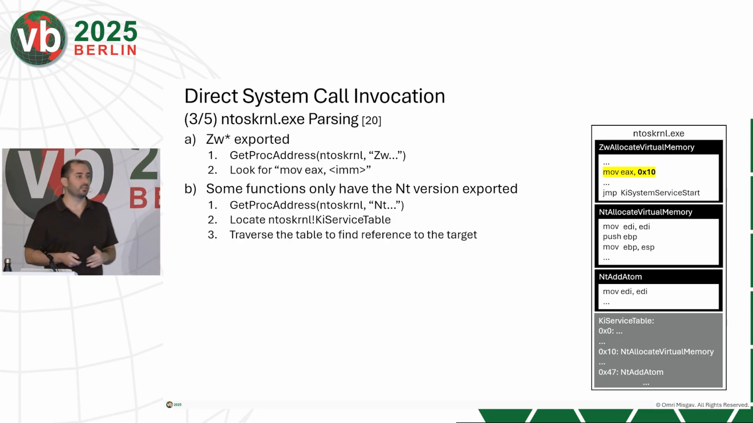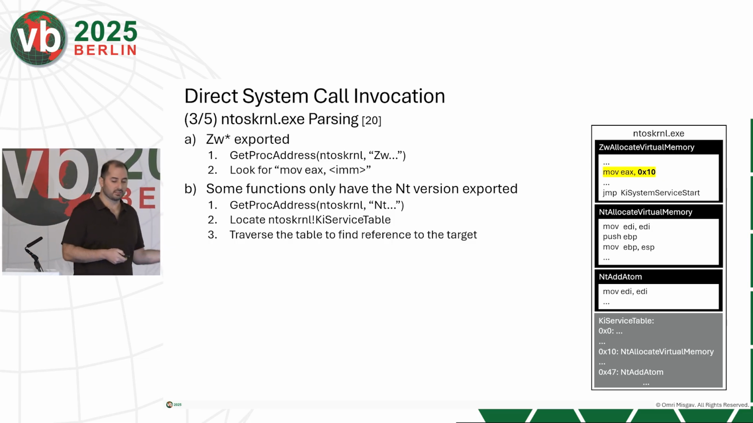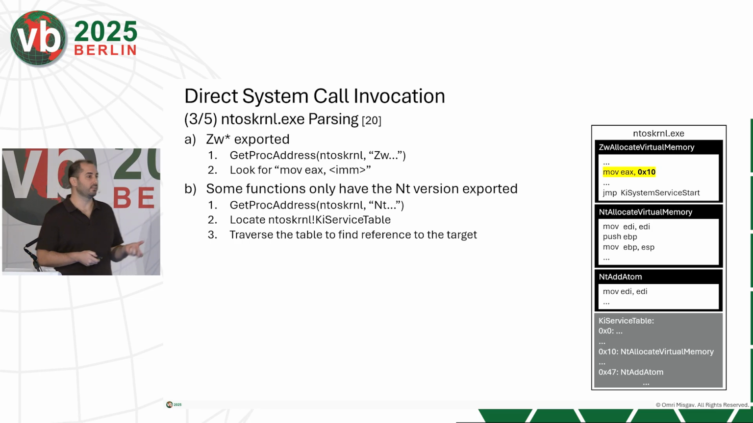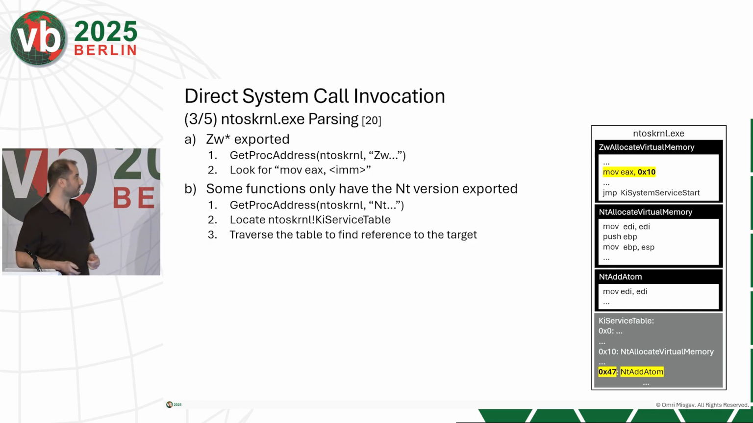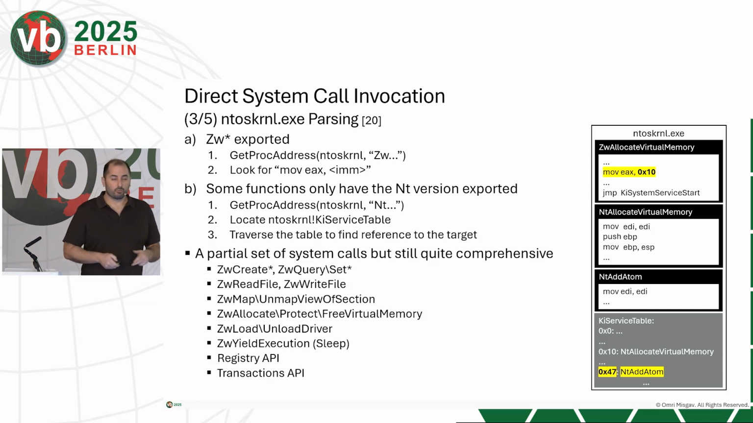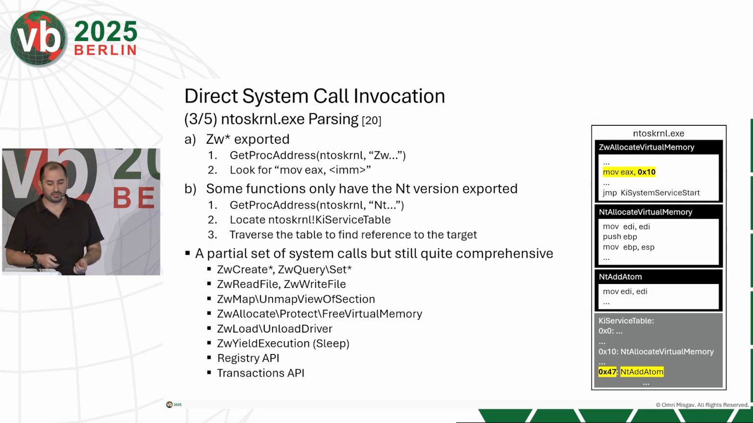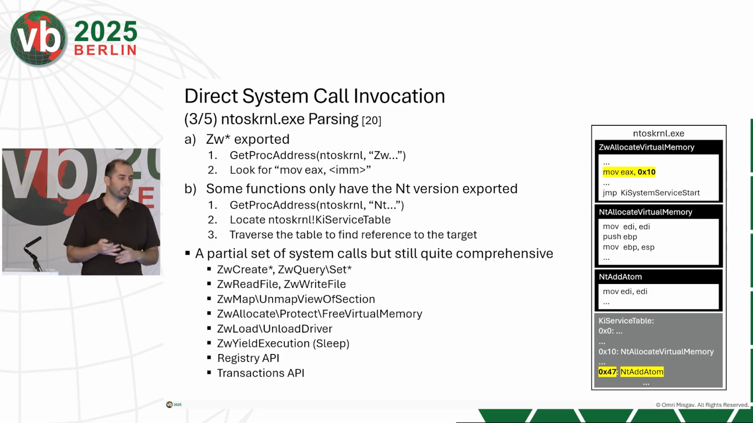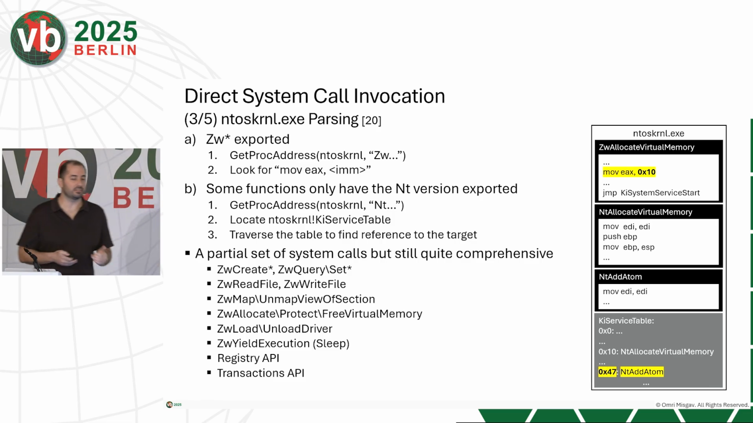And it's possible to locate it if we take a few pairs of ZW and NT functions that are exported. And then we only have to take the NT function that is exported once we found it, traverse the table, and figure out the index itself. While this method doesn't correlate to all system services, it does provide the malware developer with most of the functionality it needs, as you can see listed here.